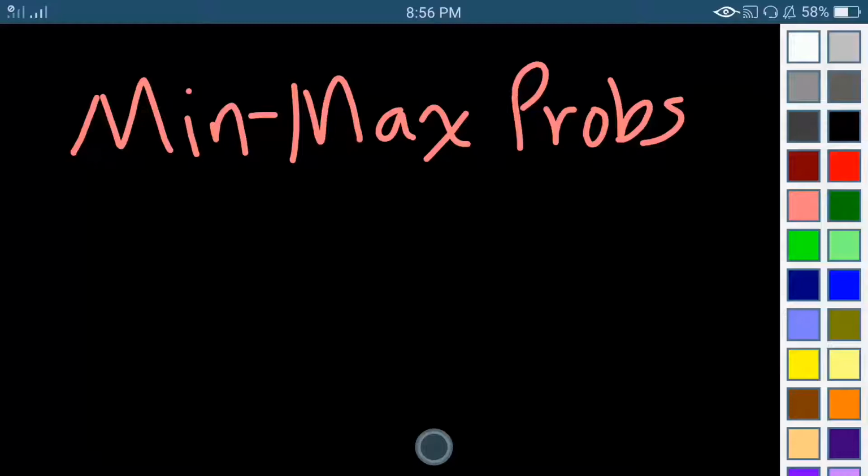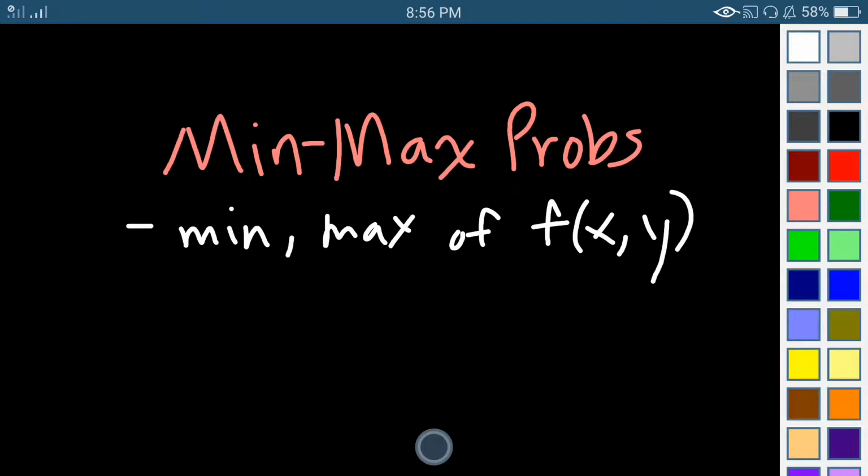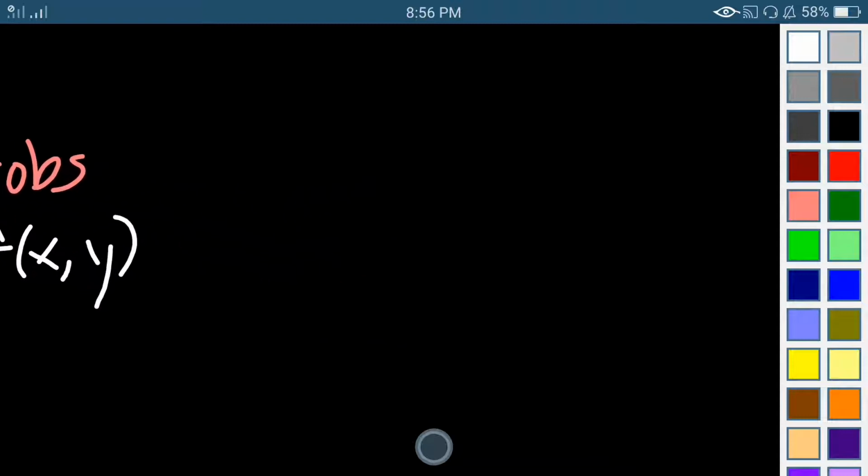What is a min-max problem? A min-max problem is a problem where you find the minimum and the maximum of a function, let's say f of x, y. Now, how do we do that? Let's get some space here and I'll explain how to do it.